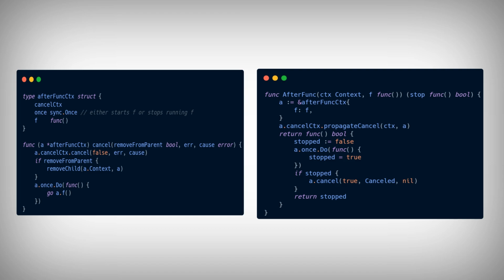AfterFunc returns a stop function. When the stop function is called, the connection between the function and the context is broken. If the context is already in the done state and the function has already been started, or if the function has already been stopped, the stop function returns false. The function terminates if the value is true. The stop function does not wait for the function to terminate, so it's recommended to interact explicitly with the function to monitor its state.